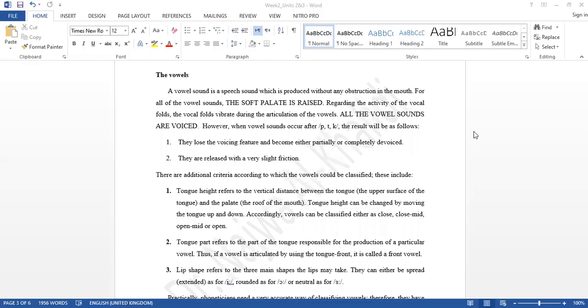Okay, now we come to vowel sounds. As you know from last year, a vowel sound is a speech sound which is articulated without obstructing the airflow in the mouth. There isn't any kind of obstruction to the flow of air. There is just a free passage, and the flow of air passes through that passage freely without any kind of obstruction.